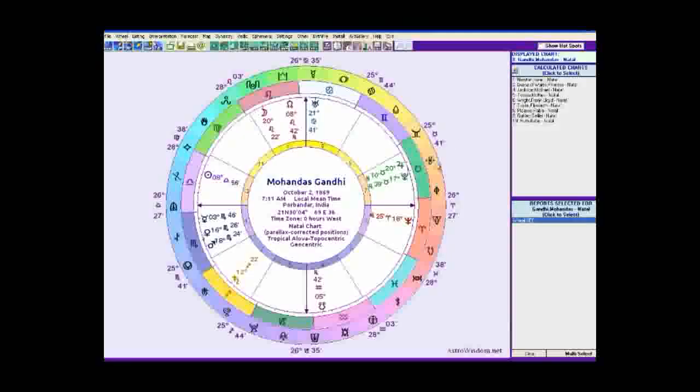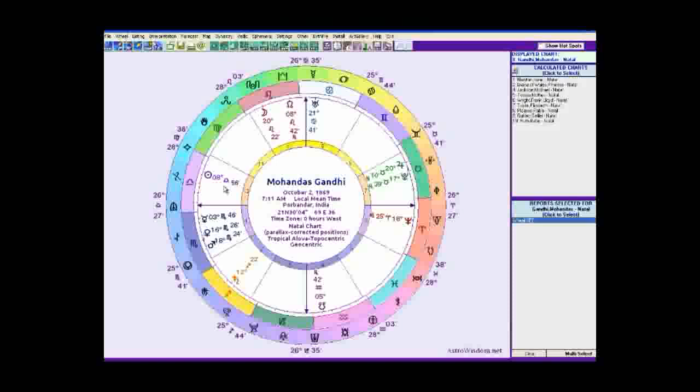Here is Gandhi. He was born on October 2nd. His birthday is celebrated every year as a national holiday in India. And so people would say that he's a Libra because he was born on October 2nd. That's what they say in the West. They say he's a Libra. In India, they don't say that because they already use the sidereal zodiac.